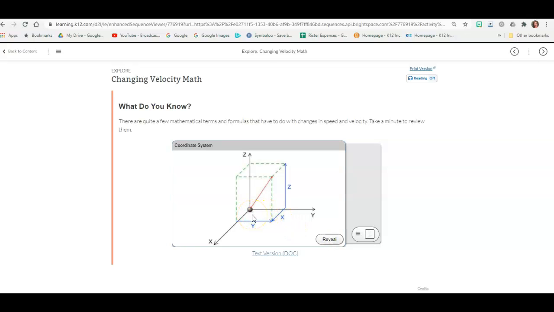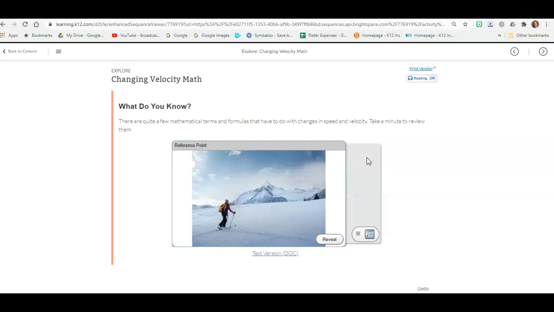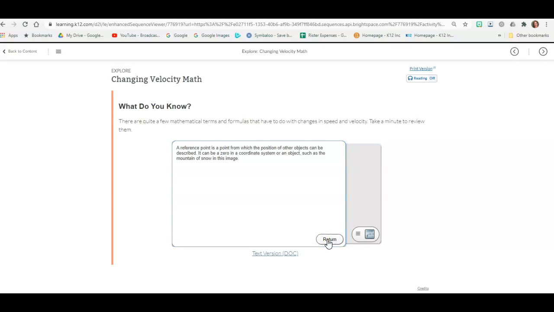Three-dimensional, obviously you can see the green there, kind of makes it a 3D figure. So you can see the normal x and y, and then the z makes it 3D. So you can look at some more images here. A reference point is a point at which the position of the other objects can be described. A reference point can be 0 in a coordinate system or an object. So that's something to know. It's a definition there.